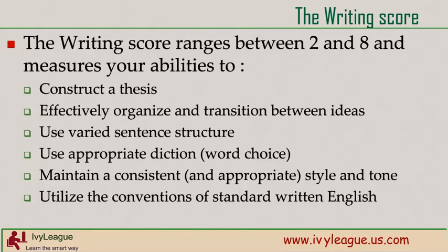The writing score of the essay ranges between 2 and 8 and measures your abilities to construct a thesis, effectively organize and transition between ideas, use varied sentence structure, use appropriate diction and word choice, maintain a consistent and appropriate style and tone, and utilize the conventions of standard written English. We know what kind of essay the SAT graders are looking for, and we'll tell you exactly how to write one.